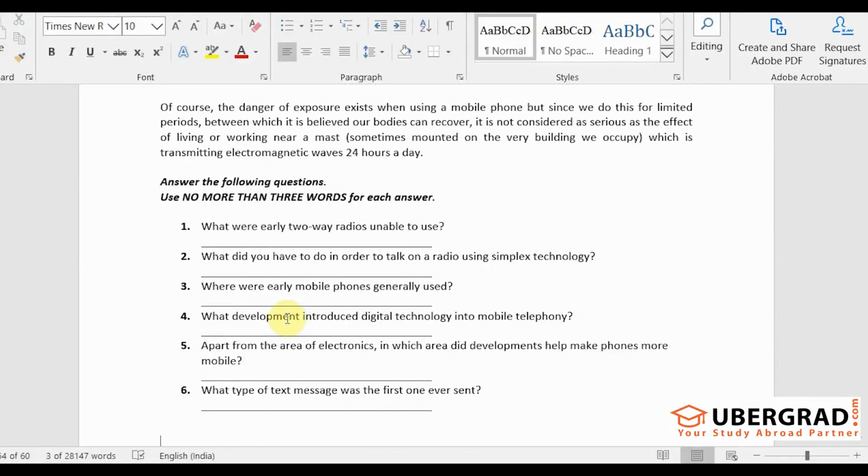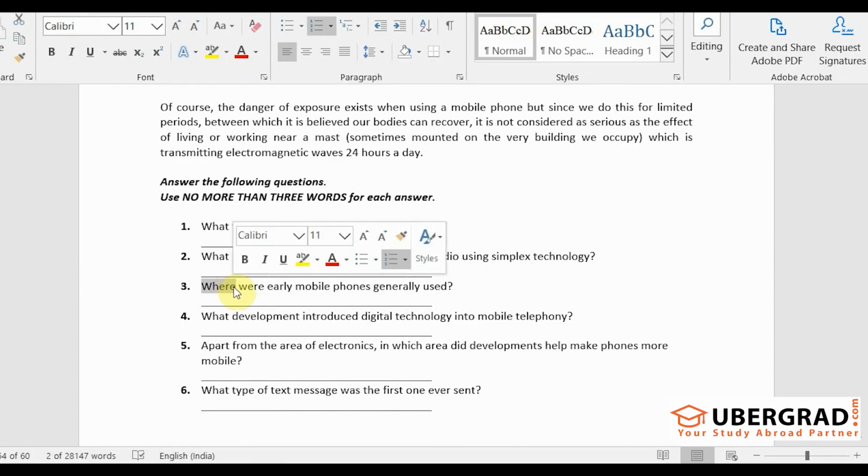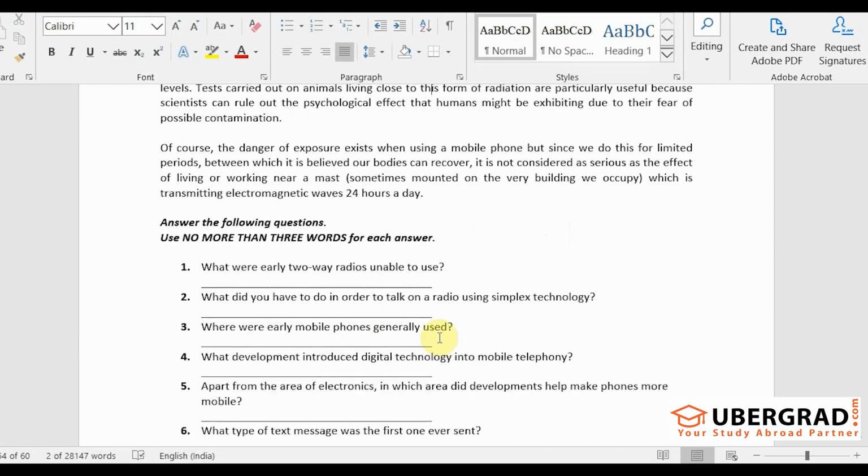Now the next question asks, where were the early mobile phones generally used? Where means some place, right? The answer has to be some kind of a place. So where were early mobile phones generally used? What can be a keyword? A keyword can be mobile phones, and we have to find out a place where they were generally used. That's fine.